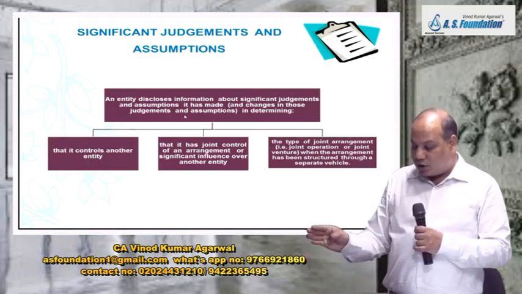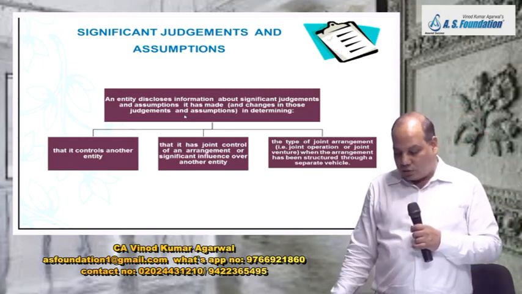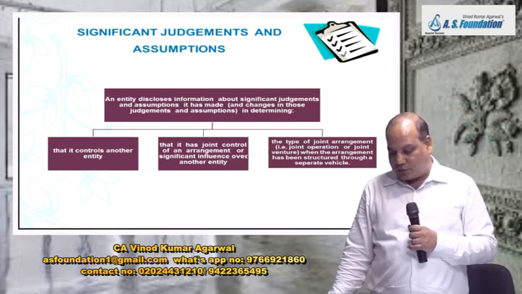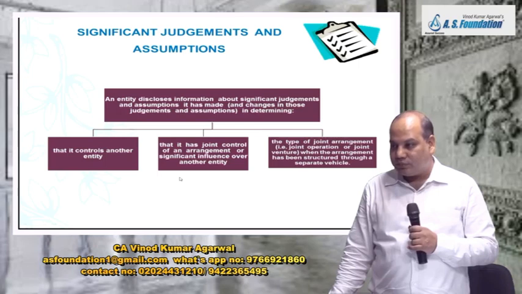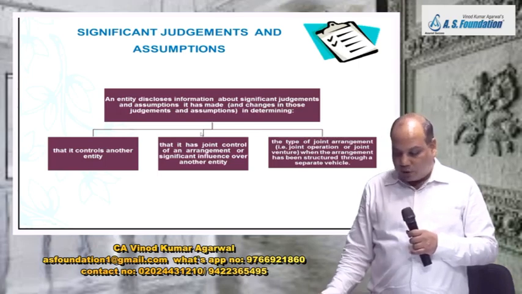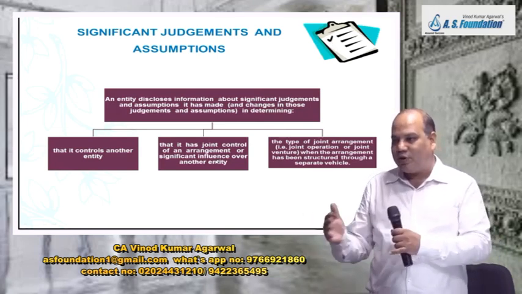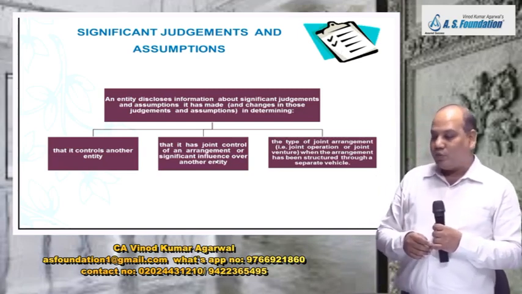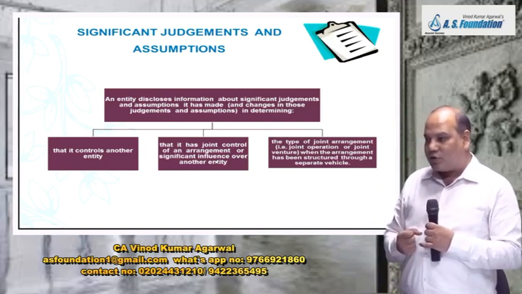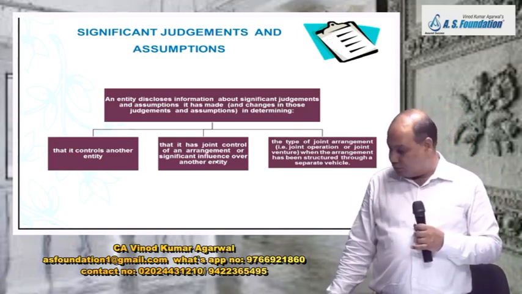And then one more area where we require judgment is to check whether there is joint control of an arrangement or significant influence over another entity. Some problems we have discussed in this standard, IAS 28. You are holding 8%, your subsidiary is holding 6%, together 14%. But then you have to see whether significant influence exists or not. If yes, then you have to give the disclosures.